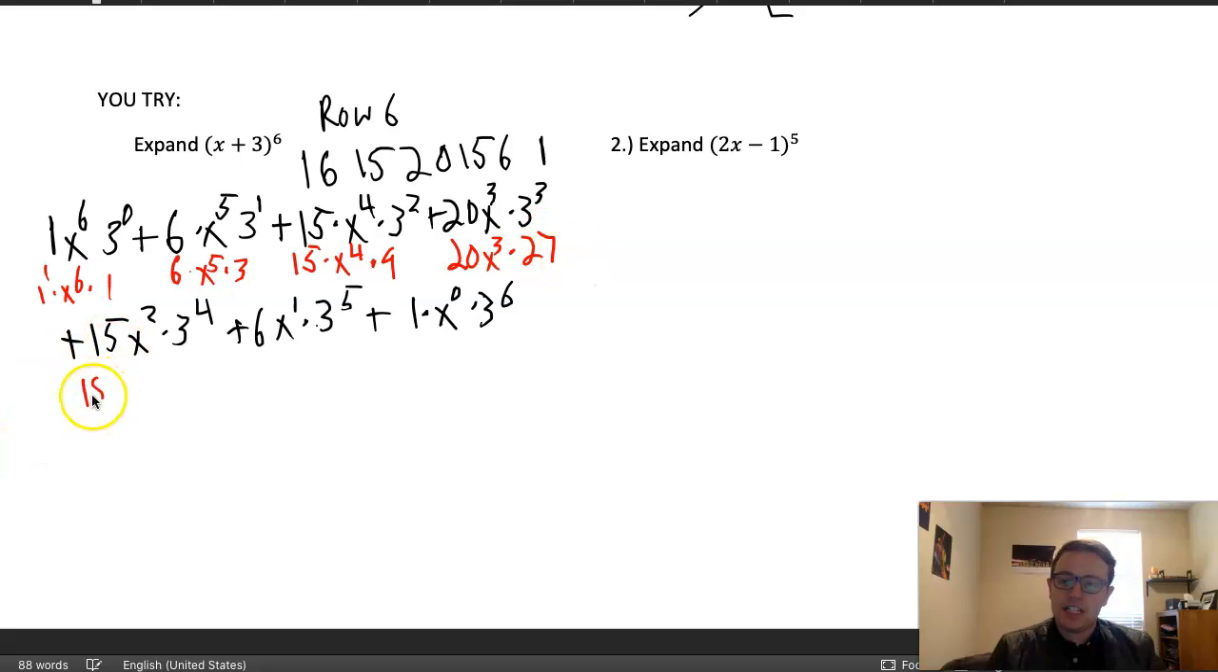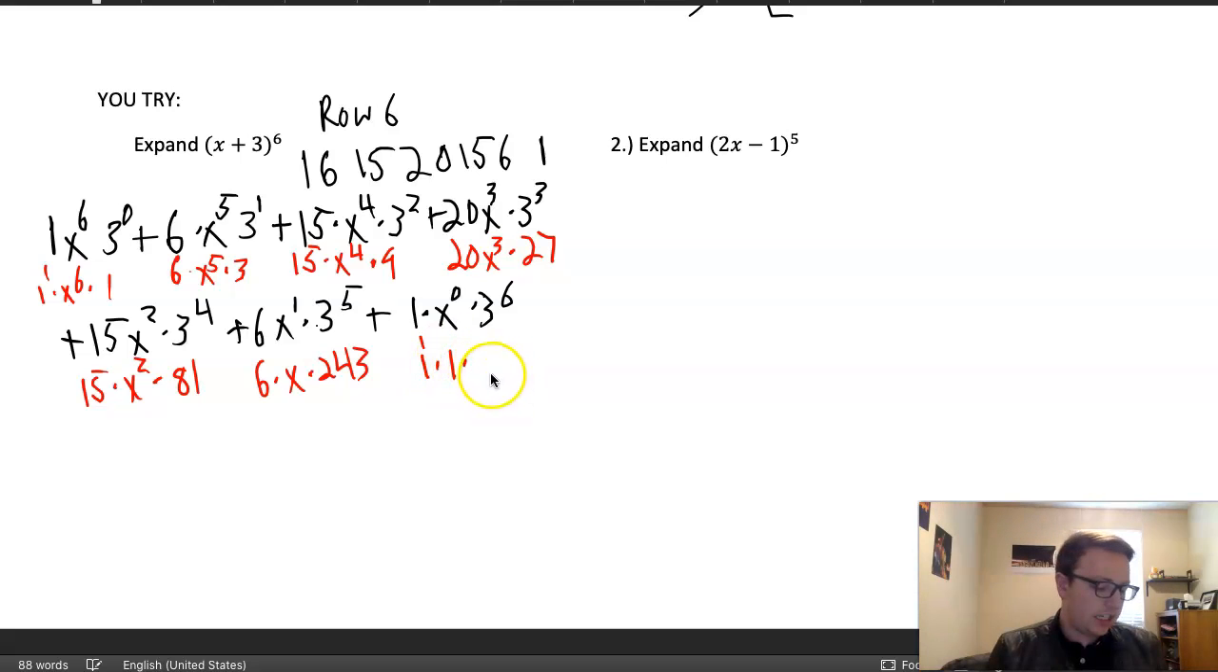Then we'll have 15 times x squared times 3 to the fourth, which will be 81. Our next term is going to be 6 times x, and then we'll have 3 to the fifth, which is going to be 243. And our last term will be 1 times 1 times 3 to the sixth, which will be 729. So now we just combine these all together.